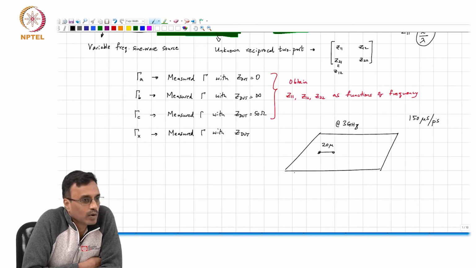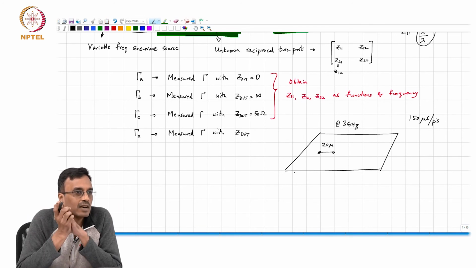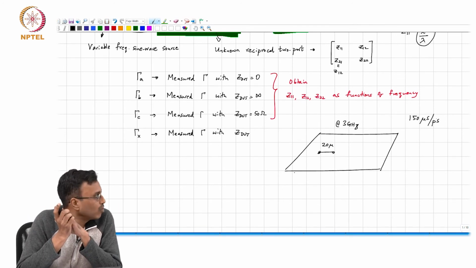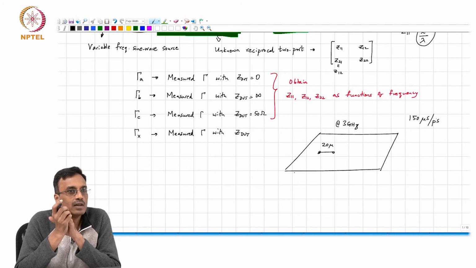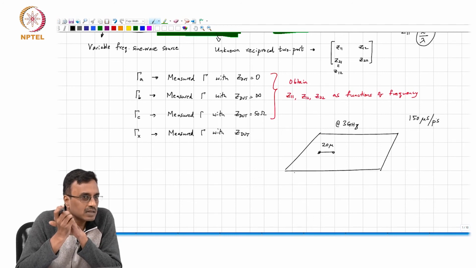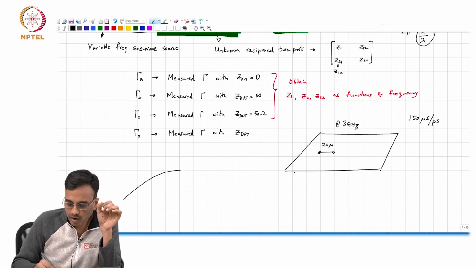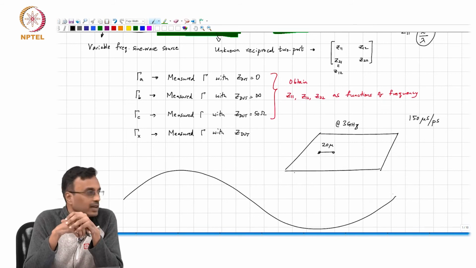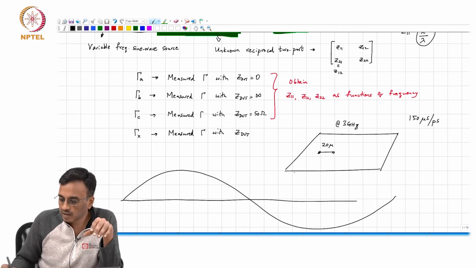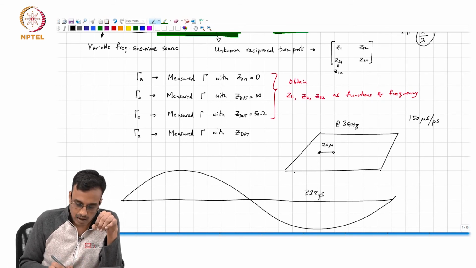So how does that tenth of a picosecond compare with the frequency of operation? Let's assume we are working at 3 gigahertz. Right? What is the period corresponding to 3 gigahertz? It's 330 odd picoseconds, right? So basically, the sine wave, if this is 330 picoseconds, right? And this is less than a tenth of a picosecond, right?